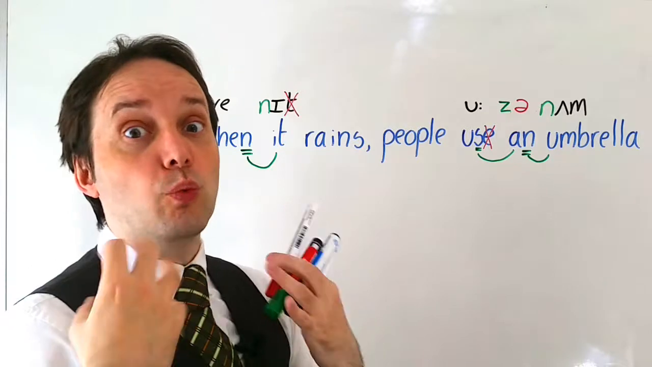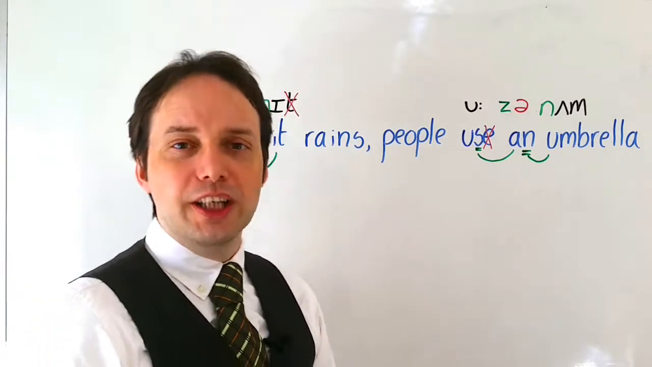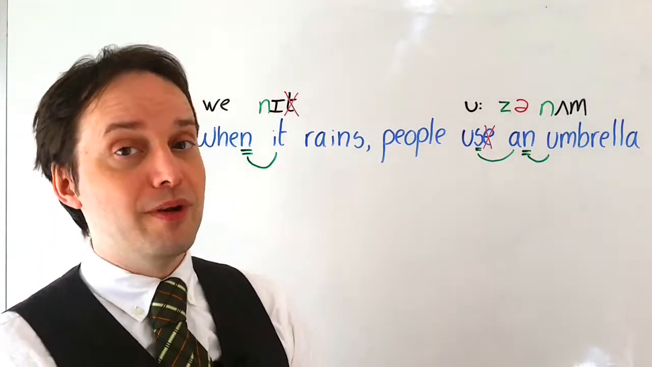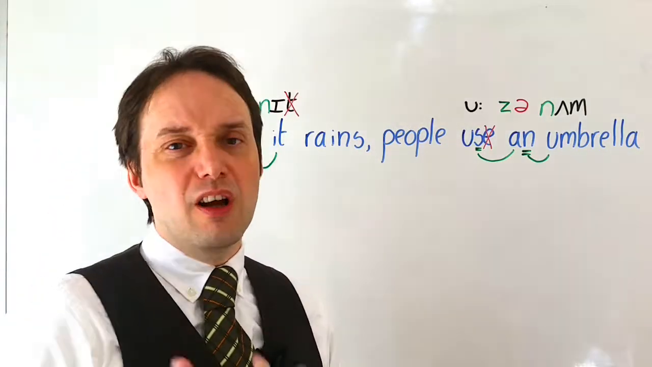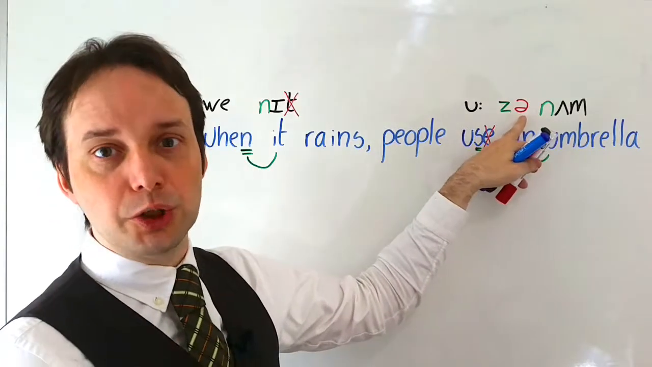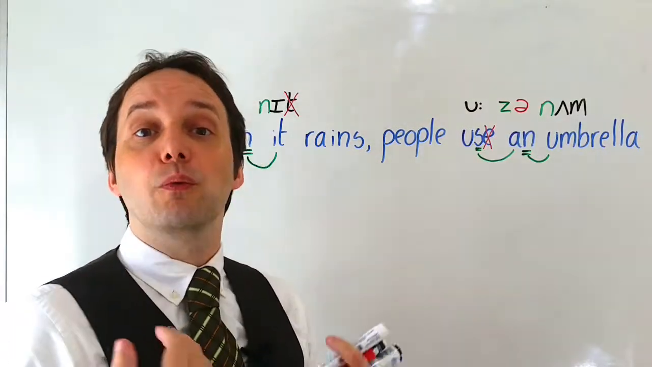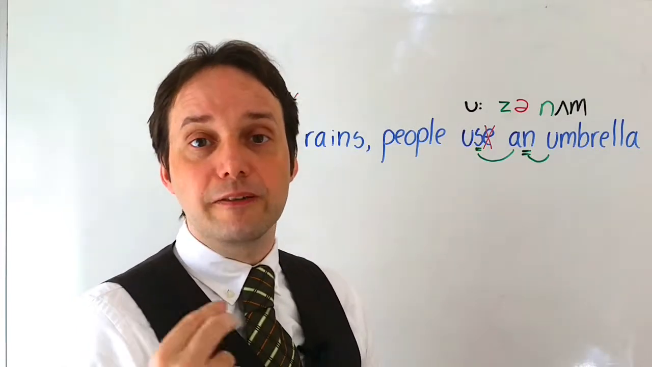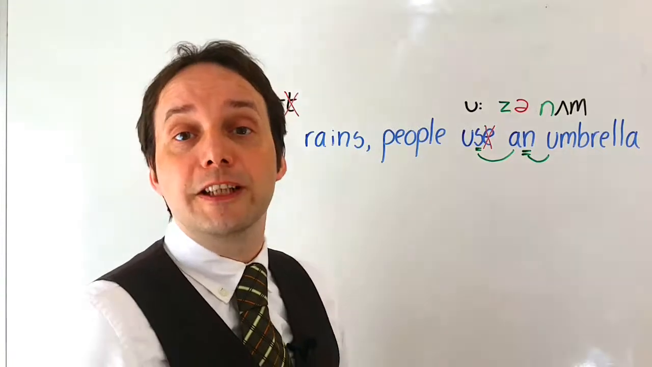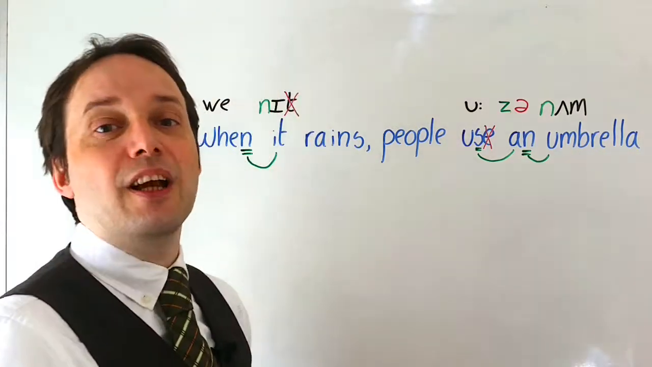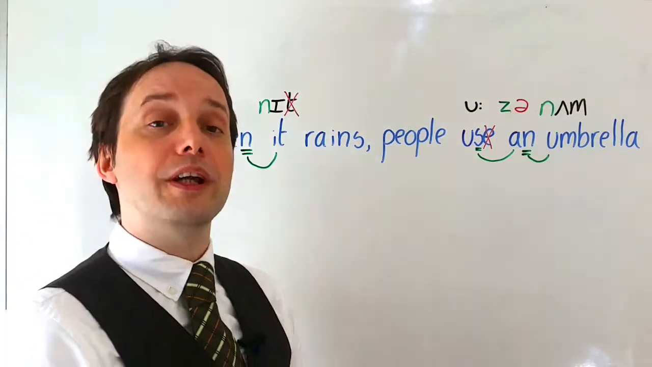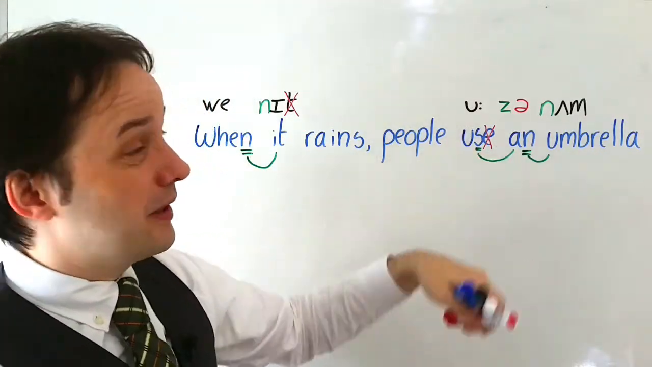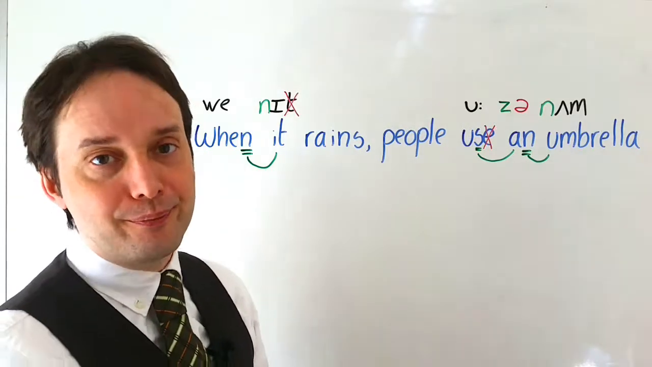This is called a weak form. Usually in English, if it's prepositions or articles, we have a strong form and we have a weak form. And the weak form usually has the schwa in it. Think about it. When we have fish and chips, we don't say fish and, we say fish 'n' chips. The strong form is and, the weak form is 'n', with an elision as well. So I don't say an umbrella, I say 'n umbrella.